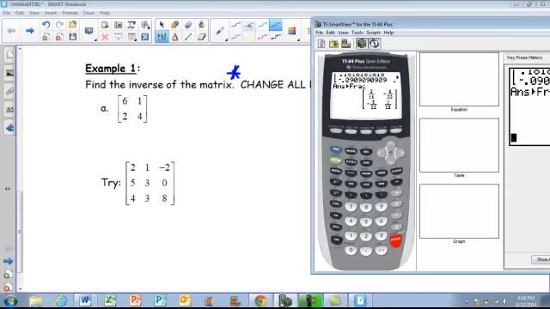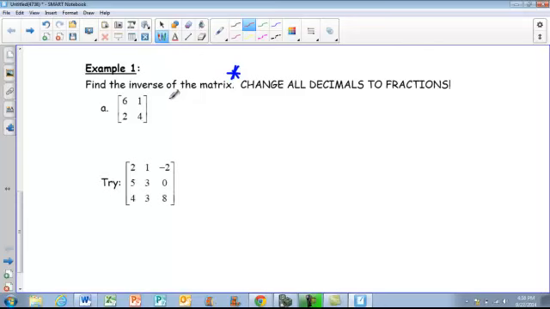So I'm going to go ahead and fill that in. So I have 2/11, -1/11. My next one is -1/22. And then my fourth one here is 3/11. So this is the inverse of this matrix.